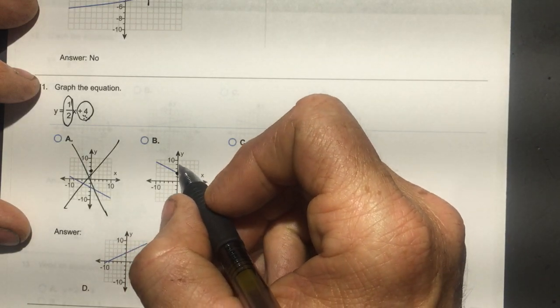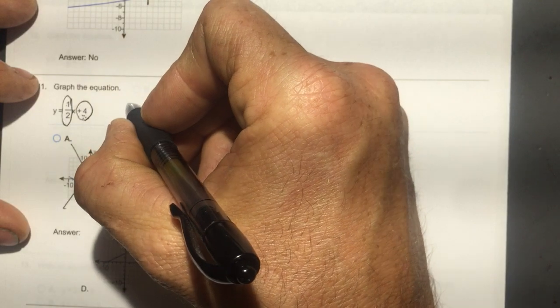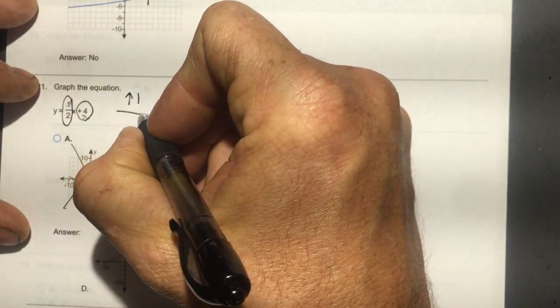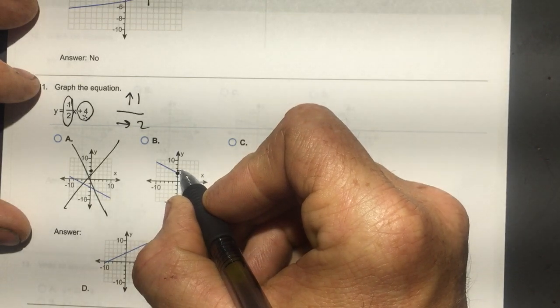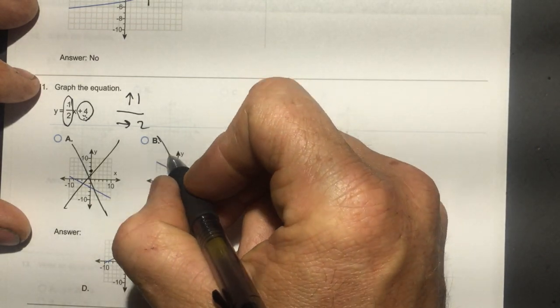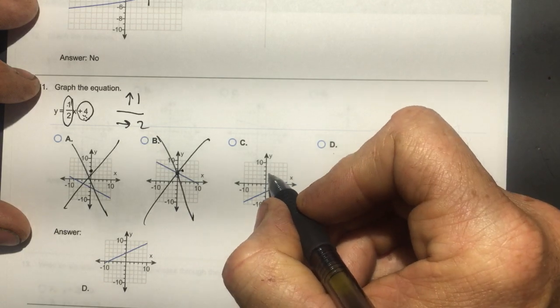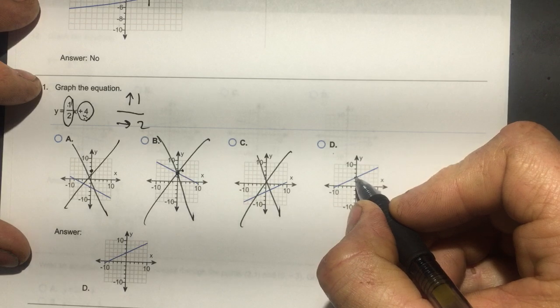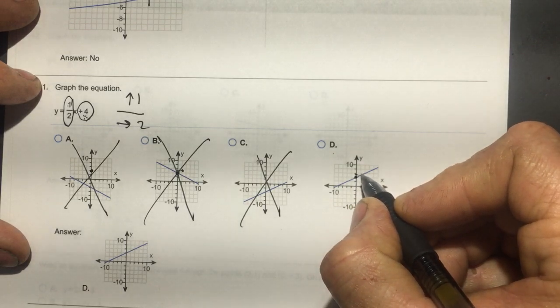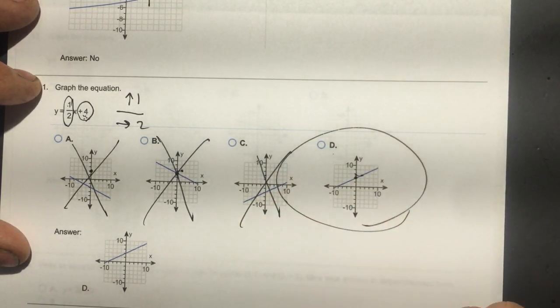That one crosses. All right, now my slope is 1/2, which means it goes up 1, and it goes to the right 2. If I go up 1 and over 2, it's going to put me right there, and that's not right. This doesn't go up 4, so this one's out. It's got to be this one. Let's see here. It goes up 4, yes. It goes up 1 over 2, yes. D.